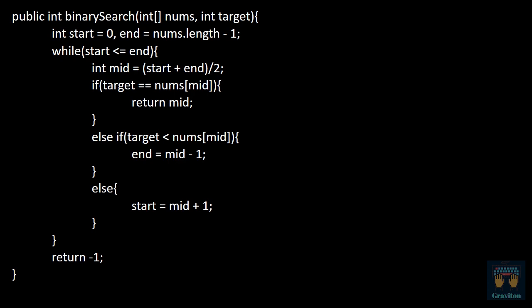If target is equal to the value at the middle index, we will return the middle index. If target is less than the value at the middle index, we will update end to mid minus 1. If the target is greater than the value at the middle index, we will update start to mid plus 1. And if we were not able to find the target in the array, then we will return -1.